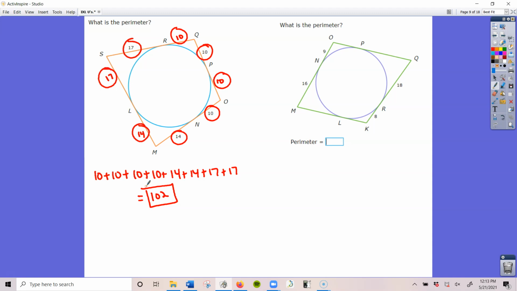Now we do the same thing here. We have that this is 9, so that means this is also 9. This is 18, so this one is 18. This is 8, so this is 8. 16, 16.